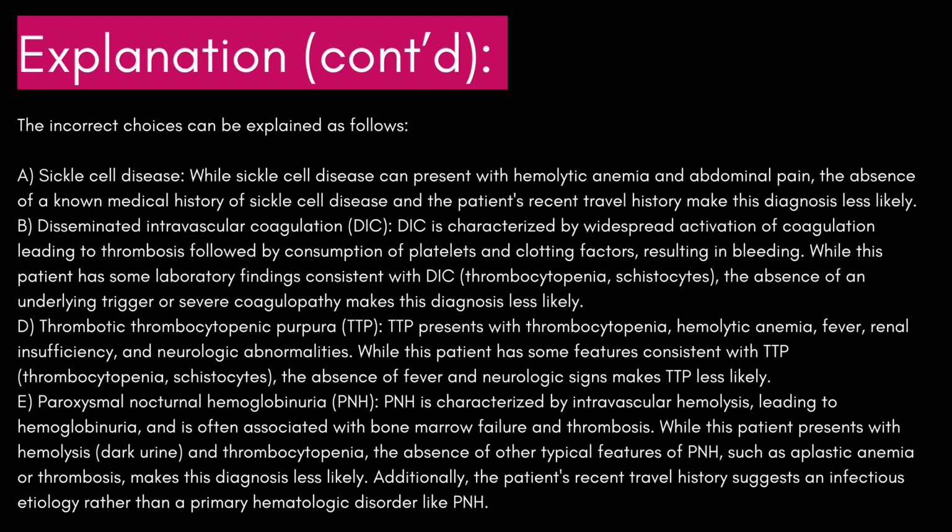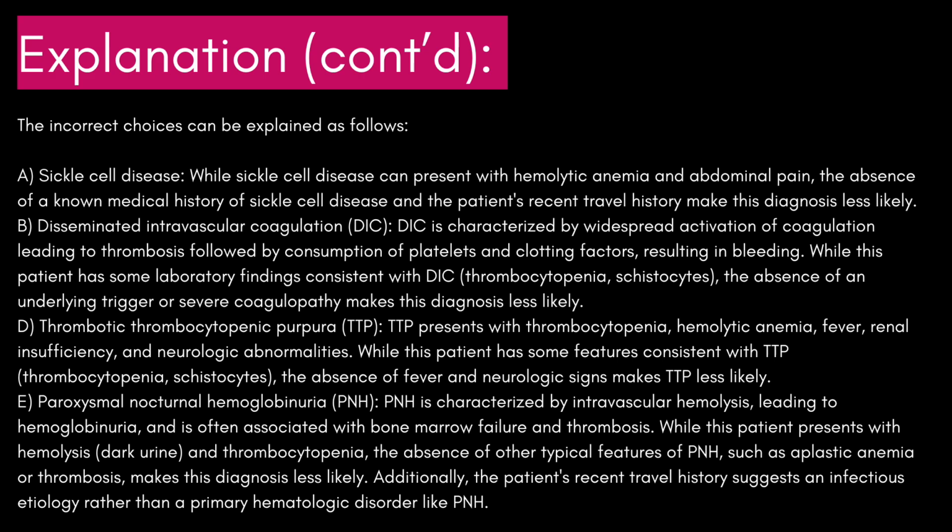PNH is characterized by intravascular hemolysis, leading to hemoglobinuria, and is often associated with bone marrow failure and thrombosis. While this patient presents with hemolysis, dark urine, and thrombocytopenia, the absence of other typical features of PNH, such as aplastic anemia or thrombosis, makes this diagnosis less likely. Additionally, the patient's recent travel history suggests an infectious etiology rather than a primary hematologic disorder like PNH.